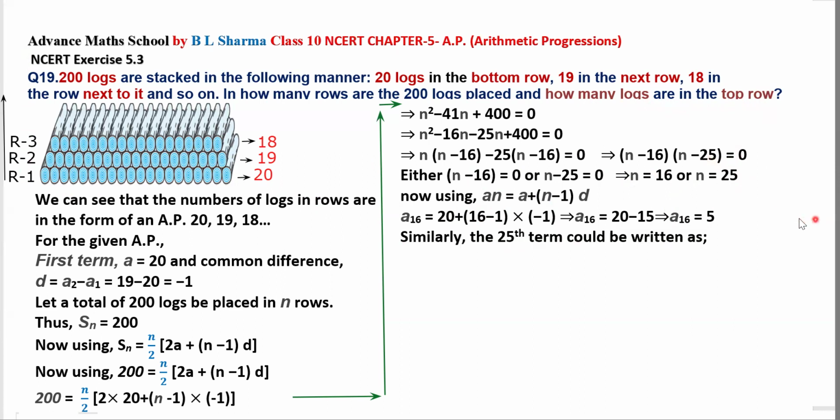5. But if we are taking n is equal to 25, then what happens? To take n is equal to 25 means 25th term, that is a plus n minus 1 into d, that is 20 minus 24, that is negative 4. The number of logs cannot be negative.